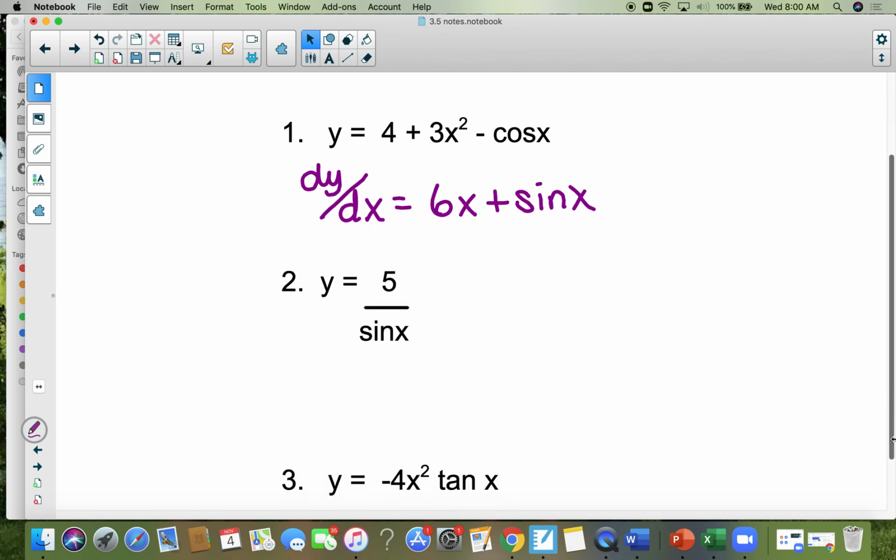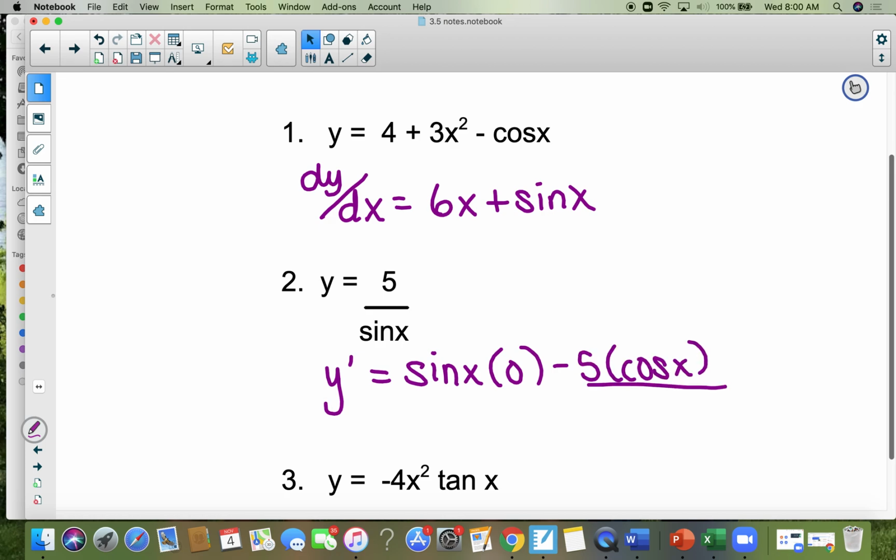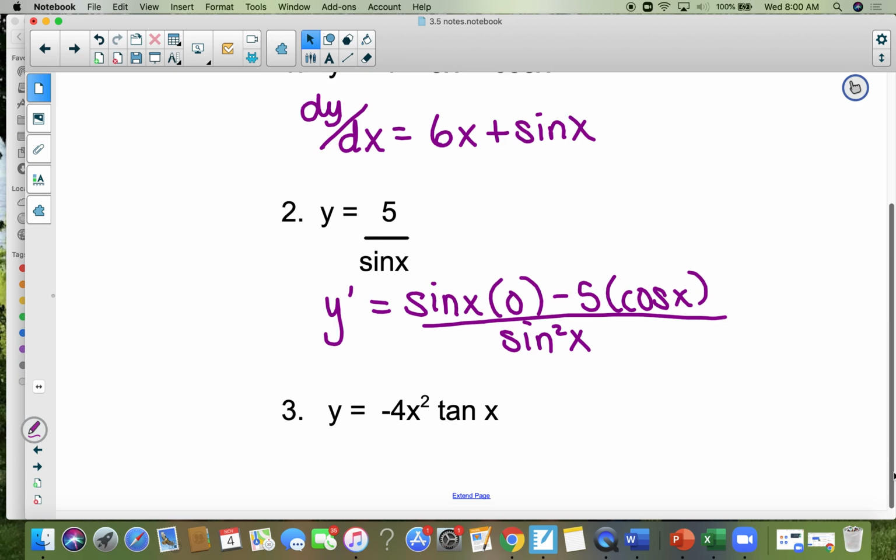Okay, the next one, we're going to use the quotient rule. I'm going to use a different sign for derivative, y prime. Low times the derivative of the high minus high times the derivative of the low, all over low squared, which simplifies to a negative 5 cosine of x all over the sine of x and the sine of x, or the sine squared x.